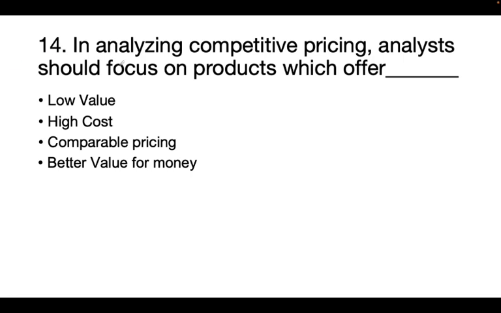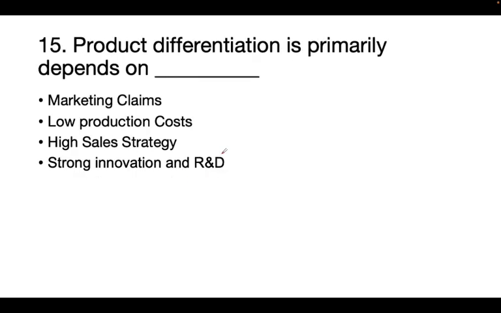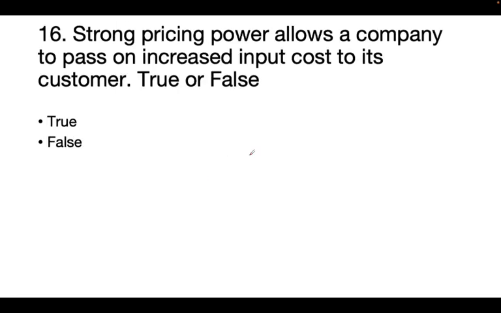Next question. In analyzing competitive pricing, analysts should focus on products which offer low value, high cost, comparable pricing, better value for money. So the correct answer is better value for money. Next question. Product differentiation primarily depends on marketing claims, low production cost, high sales strategy, strong innovation and R&D. So the correct answer is strong innovation and R&D.